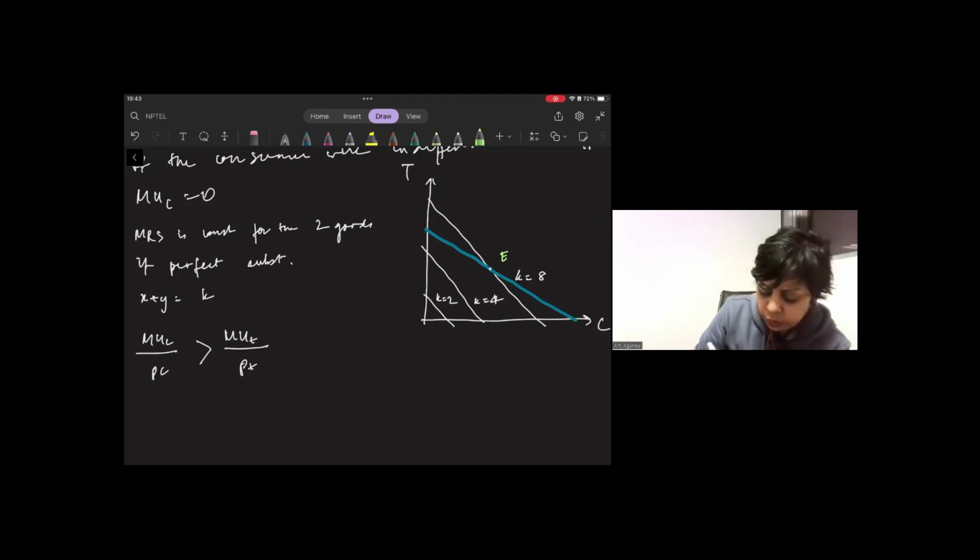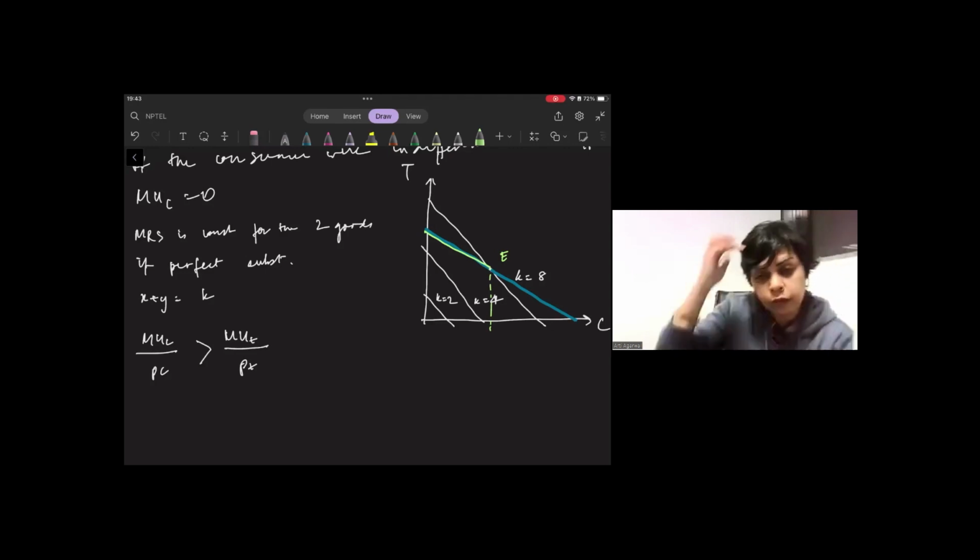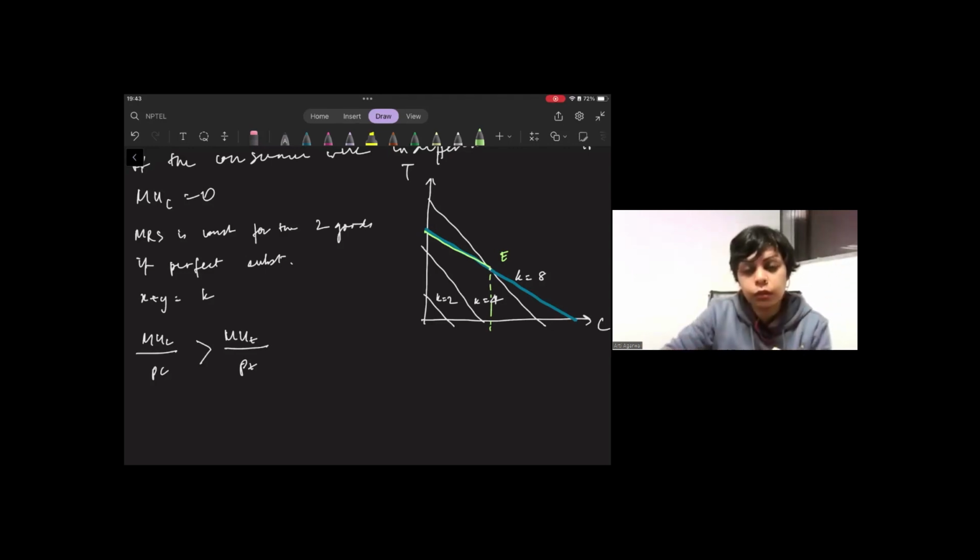This is a point of intersection E. Up till here, you will have one set of optimization bundle, which is here, and then after this, there will be a second set of optimization bundle. So it is not going to be a corner solution, but it will not be just one optimized bundle, right? Like you will have an entire region, and I'm not going into that problem right now because that is not something which is part of your coursework.